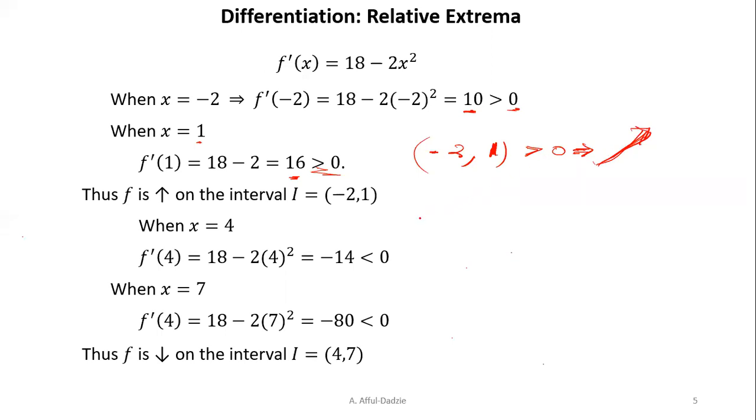However, in the reverse fashion, we were supposed to evaluate 4 and 7. So we substitute the values again, looking at this interval 4 to 7. Substituting 4 into the expression gives minus 14, and substituting 7 gives minus 80. Both are less than 0, so on this interval, 4 to 7, we can conclude that the function is decreasing.